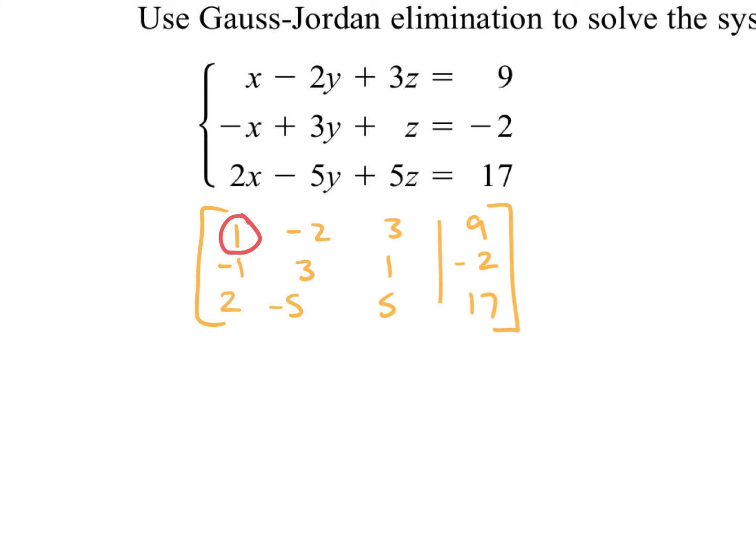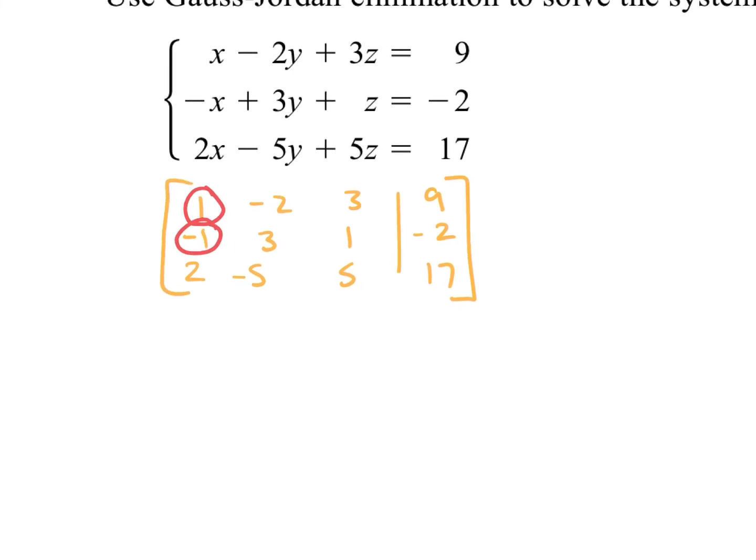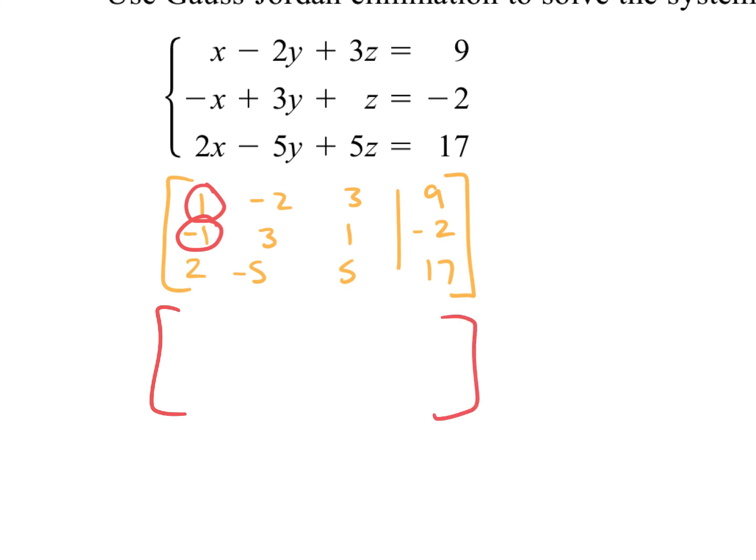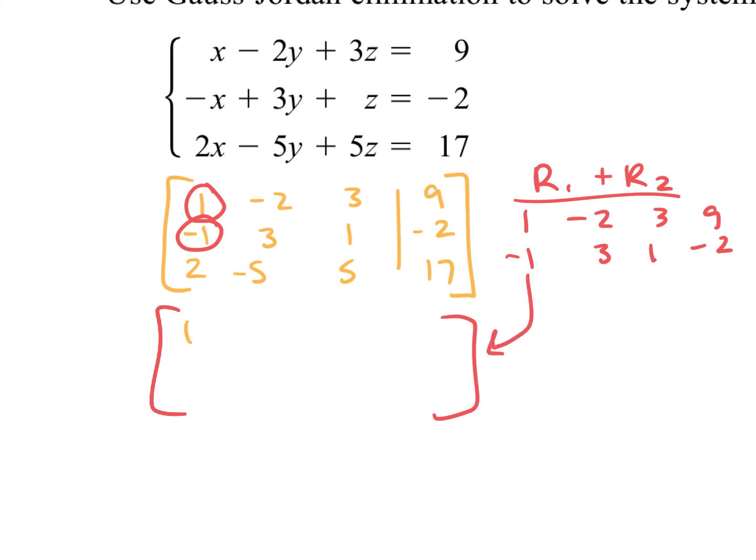What do I want to do next? Get a 0 in the second row. So I can add the first and second. Perfect. So I'm going to add row 1 plus row 2. So 1, negative 2, 3, 9 plus negative 1, 3, 1, negative 2. This is going to be my new second row. So rows 1 and 3 stay the same. My new second row is going to be 0, 1, 4, 7.